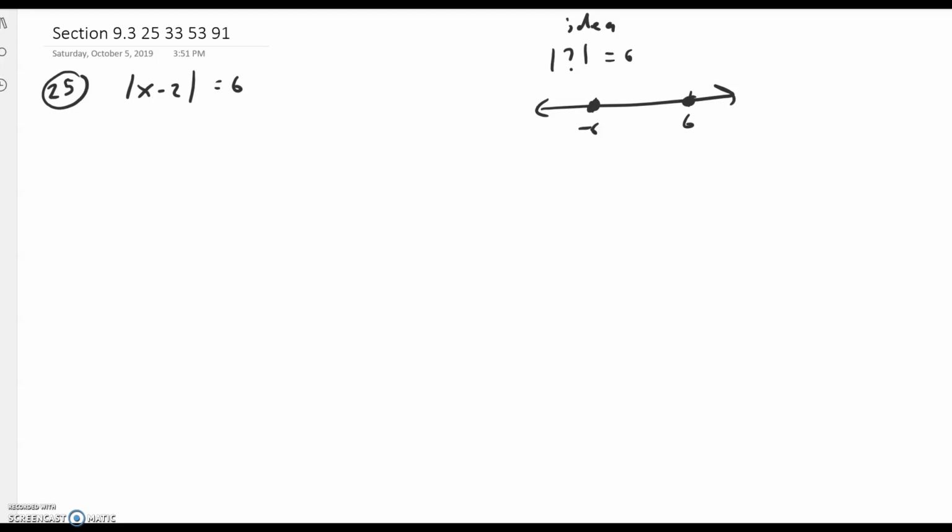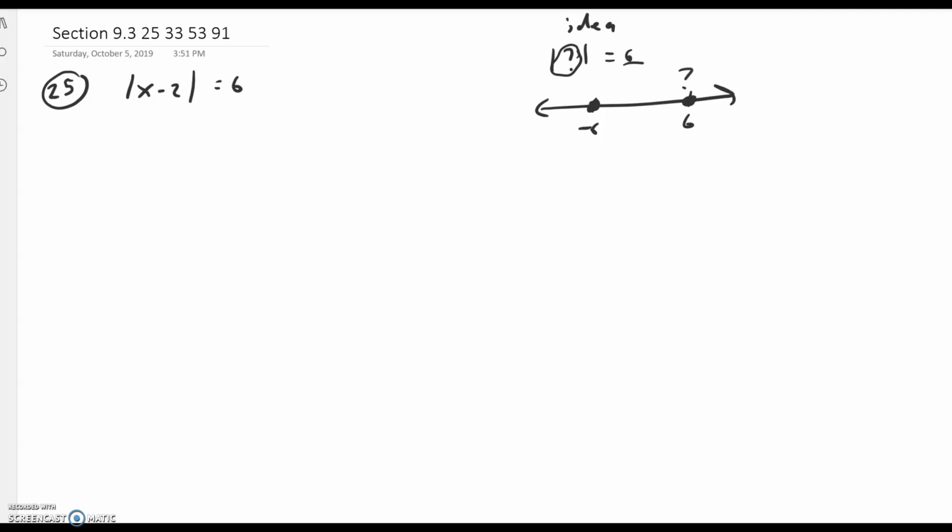So the absolute value of x minus 2 equals 6. What's the idea of this problem? Well, forget the x minus 2 for a second. Just think the absolute value of something, some unknown thing, is 6. Where can that thing be if it's going to have an absolute value of 6?